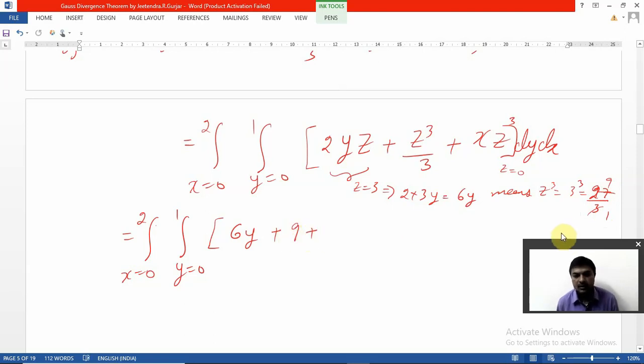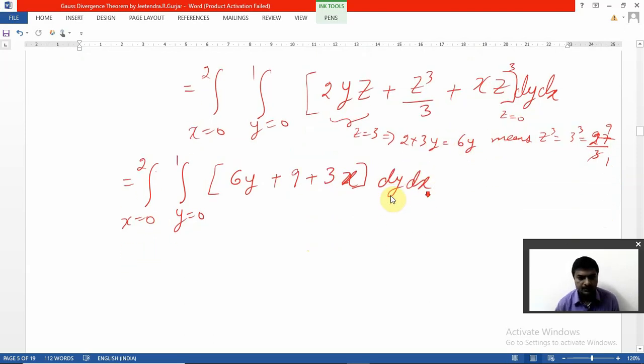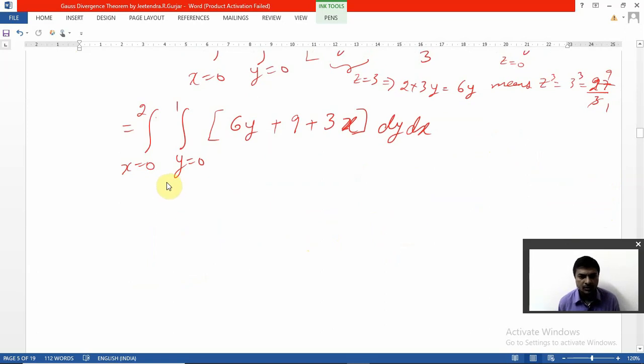Yes students, if you are getting confused, please rewind the video once again. Here xz, just put z equal to 3, this is going to be 3x, then dy dx is remaining. Now next I am going to integrate with respect to y. You can see I have just taken the z integration first, now I am going to take the y integration. So this is step by step integration. We say triple integration is very easy. One by one I am going to simplify this.